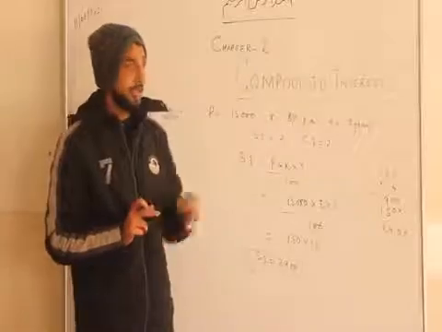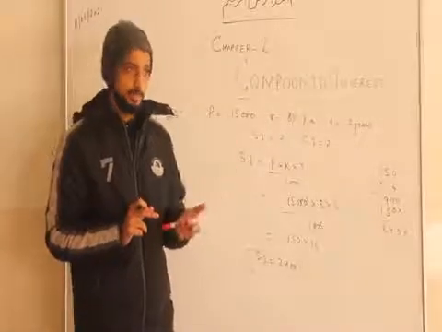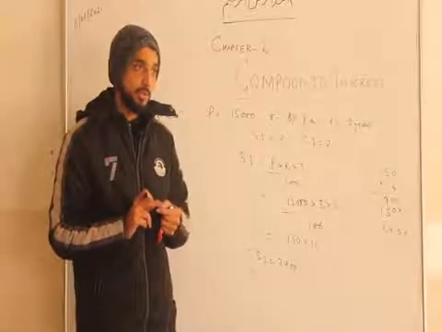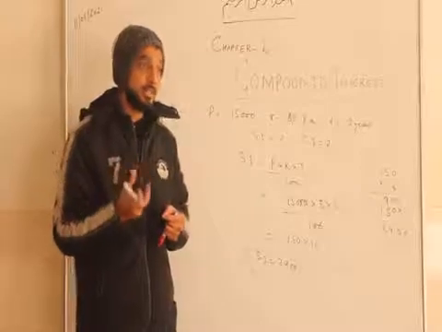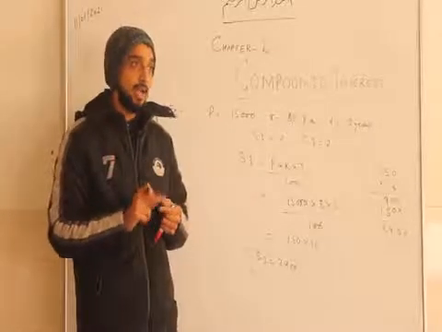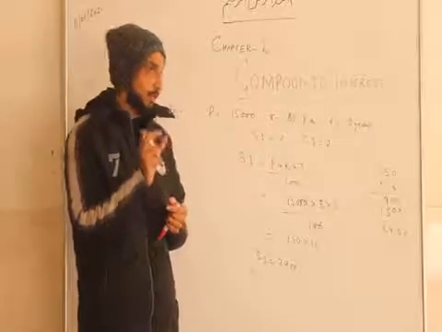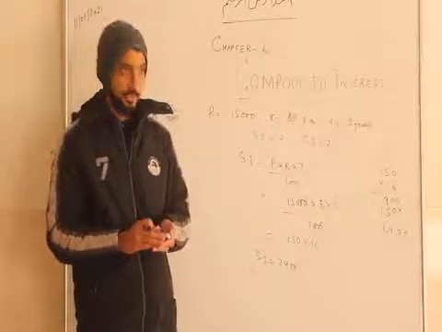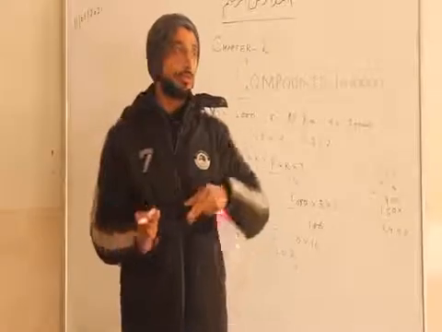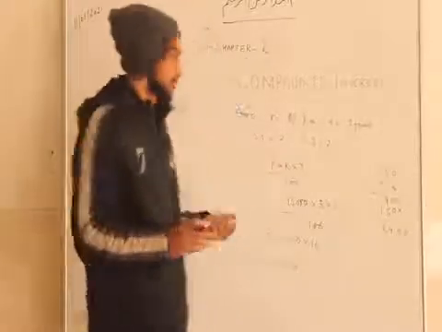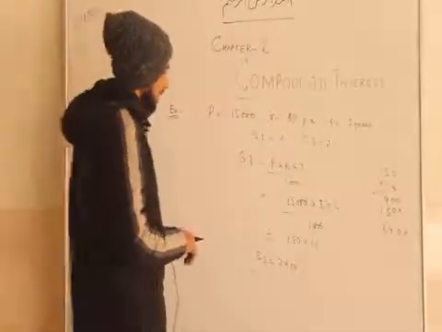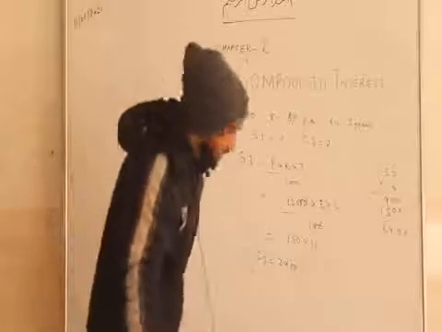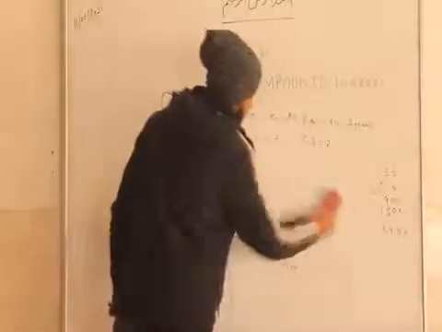Annually means after 1 year. So if it is compounded annually, we take the compound interest after 1 year. Means after every 1 year, the interest will be added to our principal, and that amount will be the principal for the second year. We will calculate this with the help of the same example. So let's see the compound interest.